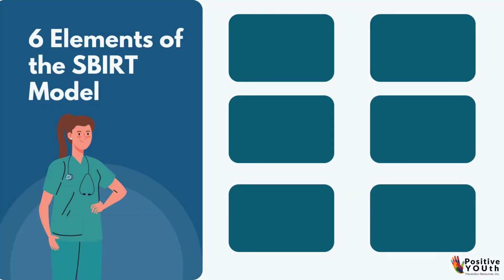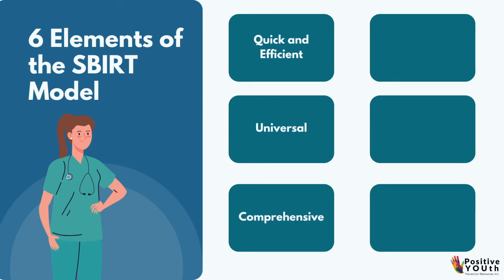SBIRT is an evidence-based model based on 6 elements. It's quick and efficient. The average screening time has a duration of only 5 to 10 minutes. It's universal. It is recognized as a standard intake process. It's comprehensive. It's a seamless transition between the initial brief screening and/or treatment and referral to a higher level of care. It's accessible. It is utilized in public settings to reach larger audiences. It targets behaviors. It's associated with preconditional substance use such as binge drinking. And there's strong evidence that supports the SBIRT model.